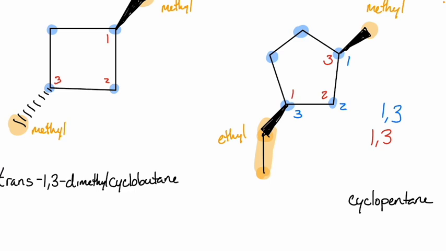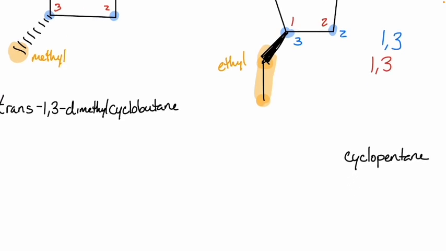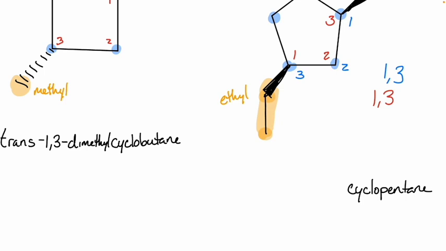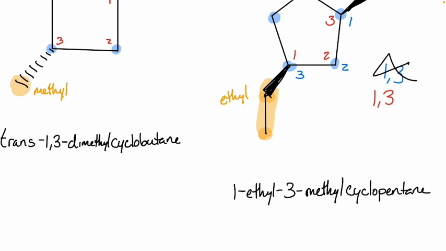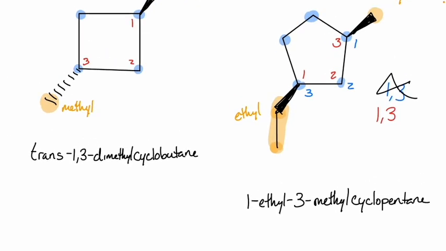Why the red? Because I got a tie, right? So I got to go to that tiebreaker, which is alphabetical order. So indeed, my red numbering scheme is what I want. So 1 ethyl, 3 methyl, cyclopentane. All right, but again, I can specify the stereochemistry of this molecule. Are they pointed on the same side or opposite sides? This would be the same side. They're both wedges, so this would be the cis isomer.